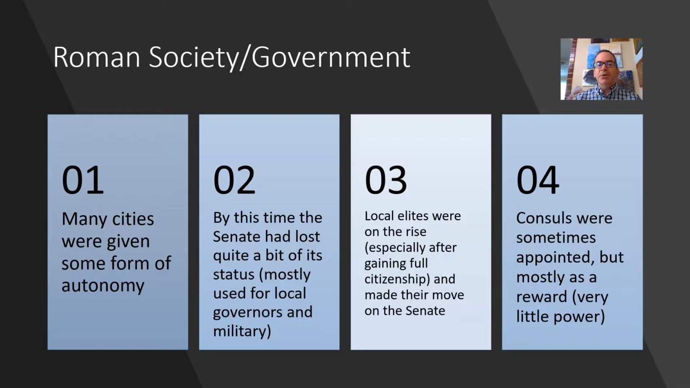Now, as these emperors become more and more powerful, it's not a big surprise that the Senate started to lose its power that it had before. And then number three here, this again isn't a surprise if you think about what the process is of the Romans taking over. If they're giving cities local autonomy, then the local elites, or the people who are running the government, become more and more powerful, and then they want to be on the Roman Senate as well.